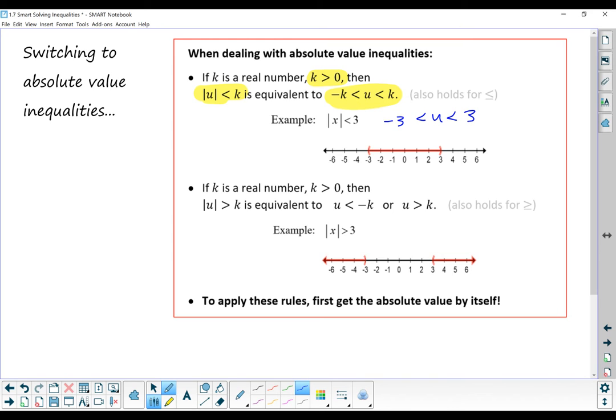Our other possibility is, with k a positive number, that if the absolute value of u is greater than k, it becomes the or type of inequality. Absolute value of u greater than k means that either u is less than negative k or u is greater than k. So, for example, if we have the absolute value of x greater than 3, we would translate that into x less than negative 3, and that's the first part that you see on the graph, or x is greater than positive 3, and that's the second piece you see on the graph.